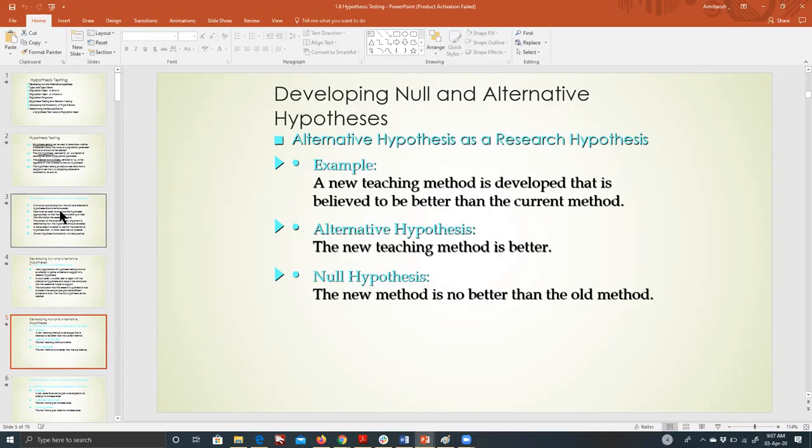Now, how would you prove this? Or how would you disprove the null hypothesis so that we can accept the alternative hypothesis for now? Any idea? Maybe by testing. Sorry? By testing. Okay, by testing. Good, good. And how would you test? How would you test? Well, I don't know.